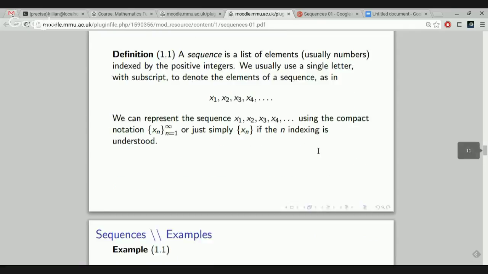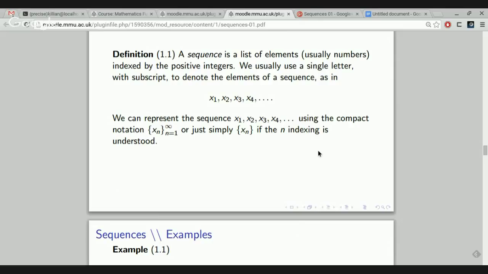So we can write x1, x2, x3, x4, dot, dot, dot. That would indicate you've got an extended sequence. Or there's a more compact notation, this curly bracket notation here. When we write curly brackets and a sequence element in the middle, xn with the general subscript n, and then outside the bracket we have a subscript and superscript to indicate the starting and ending values of the sequence, that stands for that sequence as well.